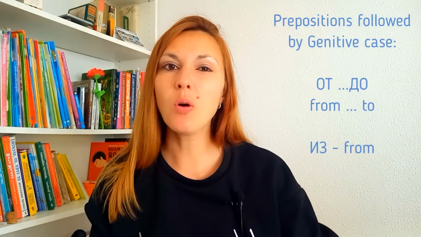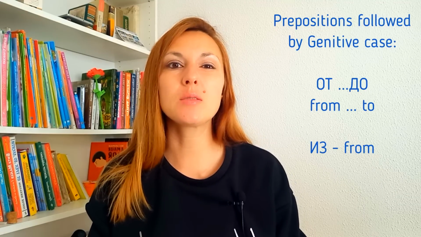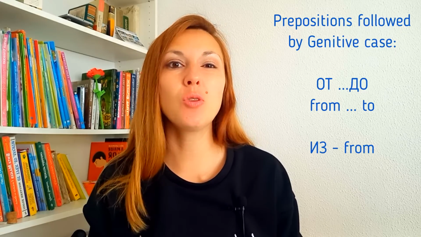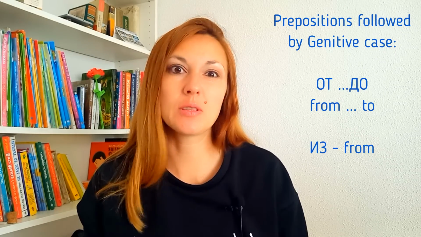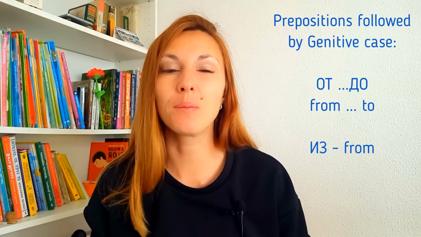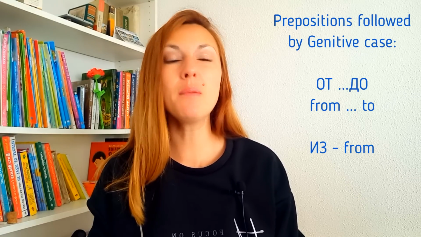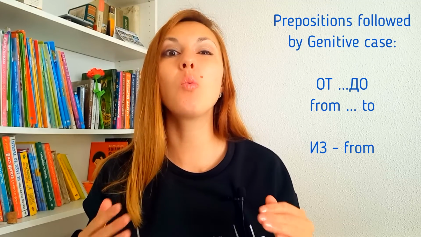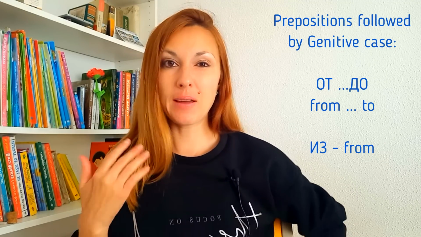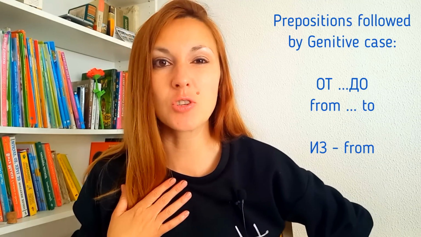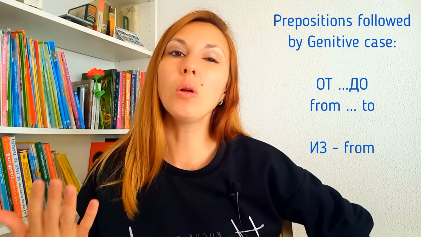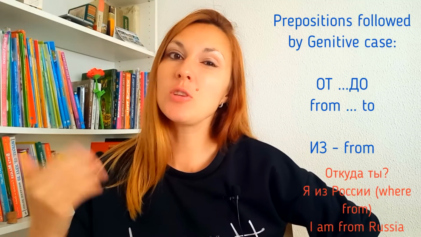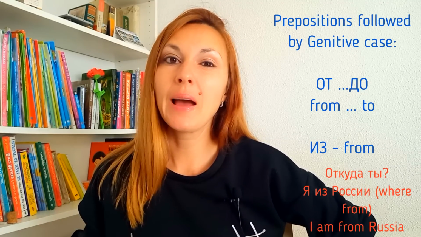Then you may also ask, so what is the difference between от and из? Because as you know, из is also translated as from. But we don't have to confuse them because we use из when we answer the question where from. Yeah, if I'm saying that I am from Russia, I cannot use от, but I'm using из. Я из России, because the question is where from.